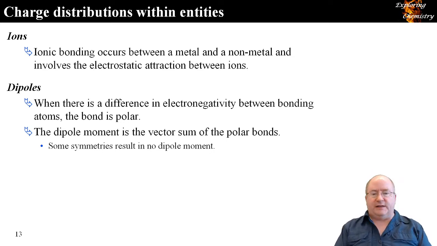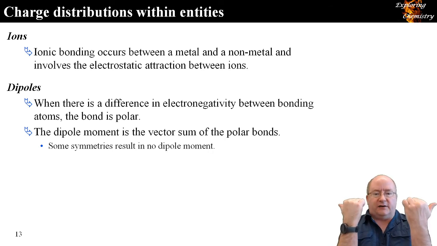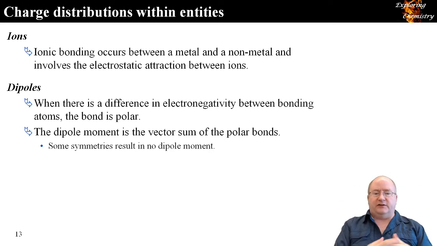And we're going to see through example that in some cases, while there might be a polar bond in that direction and a polar bond in the other direction, that symmetry ends up canceling it out, and so you have no net dipole moment.